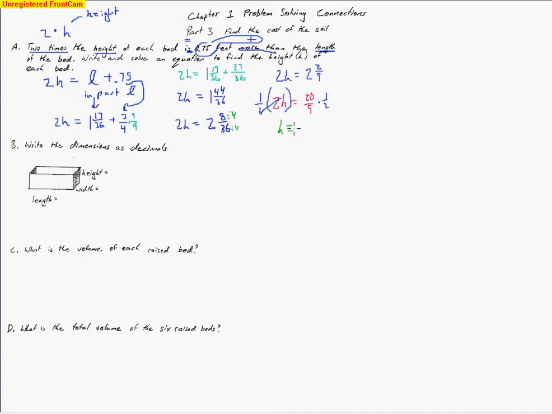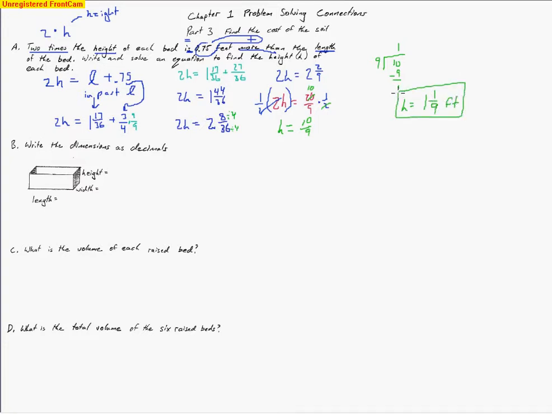h is equal to, well, let's do a little cross-canceling real quick. We've got 10/9. If I was to change that to a mixed number, 9 goes into 10 one time, and notice how there's 1 left over. So I'm going to just leave it as a mixed number. So h equals 1 and 1/9 feet. So that is the height.